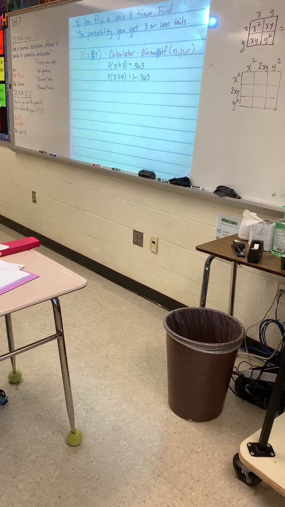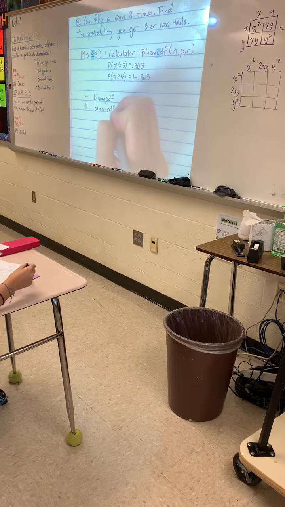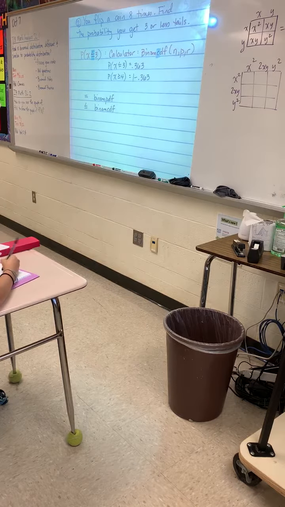So real quickly, I want to emphasize, if you've got equals in your probability statement, you want to use binom PDF. If you've got less than or equal to in your statement, you use binom CDF. Anything else, you have to find a way to flip it around and make it fit one of those two, because that's how the calculator is programmed.